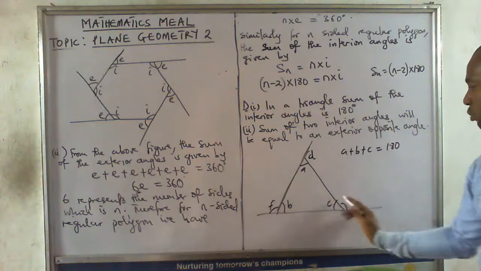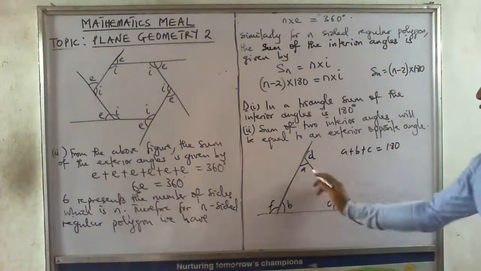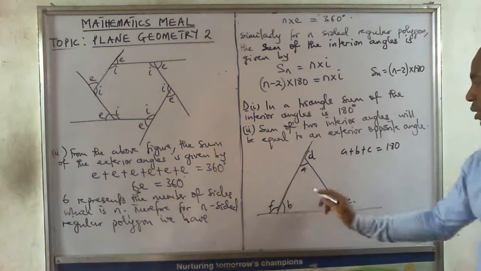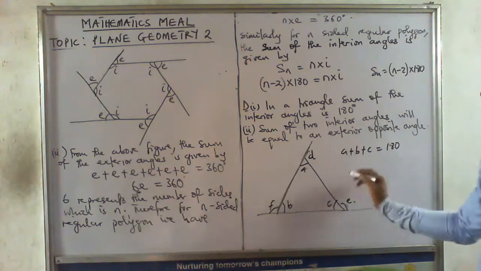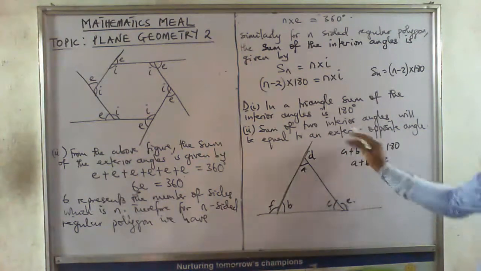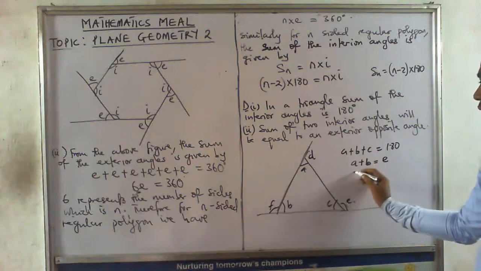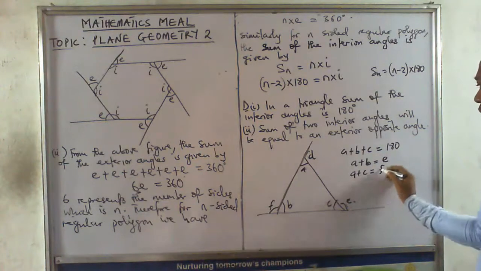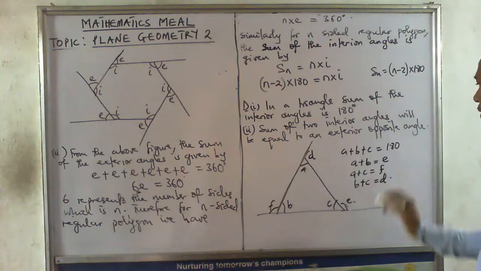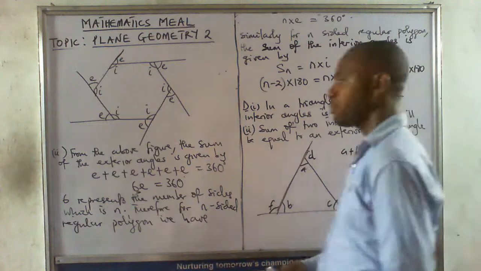Then the second point: the sum of two interior angles will be equal to the exterior opposite angle. Which exterior angle is opposite? E. So this plus this will give me this. While this plus this will give me this. So from here, A plus B is equal to E. Following this point, then A plus C will be F, and then B plus C will be D.